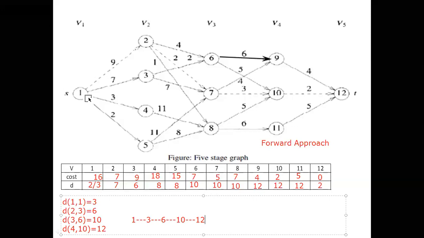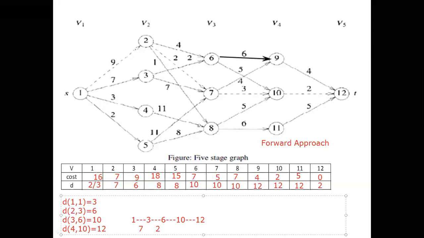Just calculate it. 1 to 3: what is the value? It is 7. Here it will be 7. 7 plus 3 to 6. What is 3 to 6? 3 to 6 is nothing but 2. The value is 2.